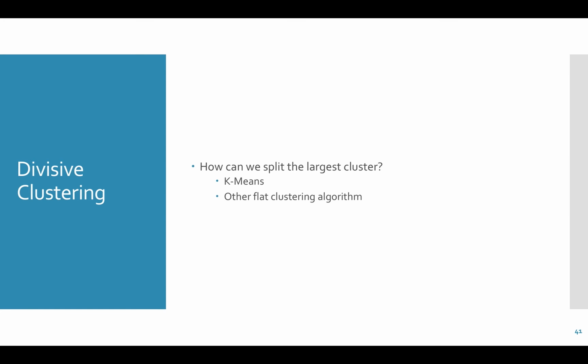Or some other flat clustering algorithm. So these two algorithms, agglomerative and divisive, are hierarchical clustering algorithms, right? But k-means is a flat clustering algorithm. That's just something where the programmer chooses this hyperparameter, which is the number of clusters, and then you just run it until convergence. So those are called flat clustering algorithms. There's lots of different versions of k-means, k-medoids, and so on. So you can use any other flat clustering algorithm here to split the largest cluster.